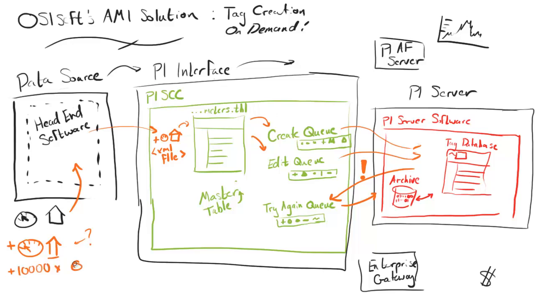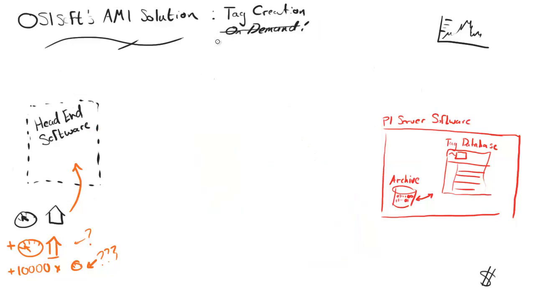Now, what if we add lots and lots and lots of meters? Well, we could get into a problem. Like I said before, on-demand might not be sufficient. We might need to do something called pre-created. Now, the reason is that our archive usually only has space for a certain number of tags, and if we intended to put more tags in there, we would have made the archive much, much bigger to begin with.